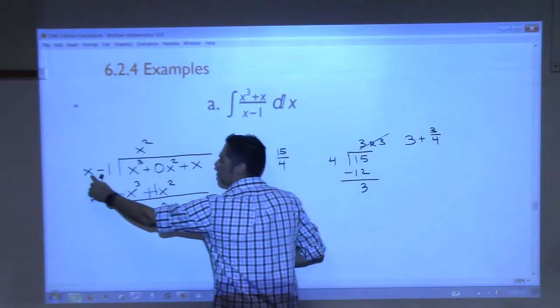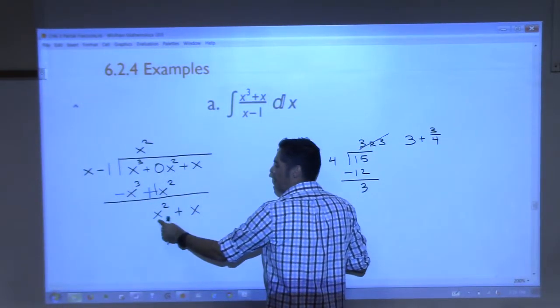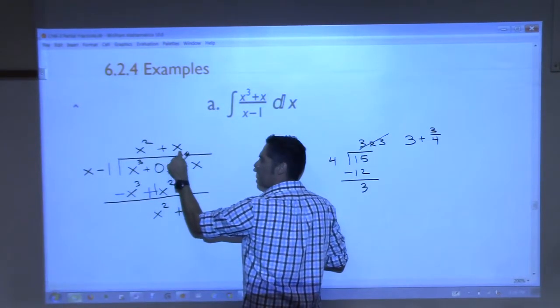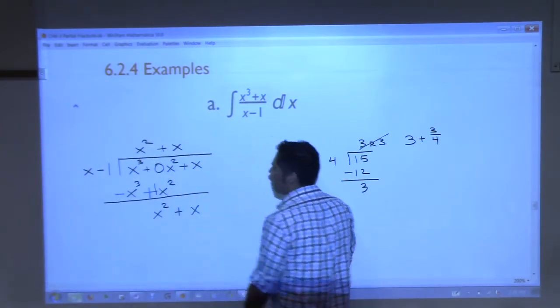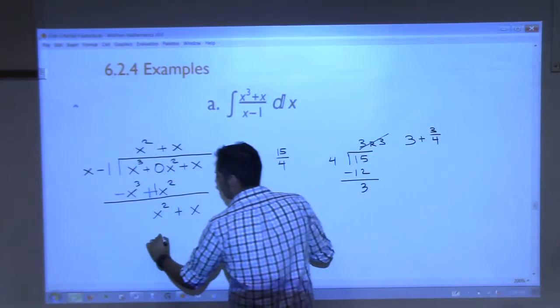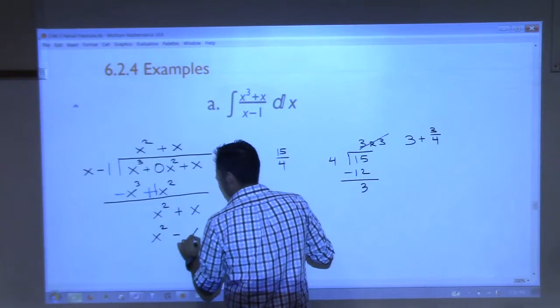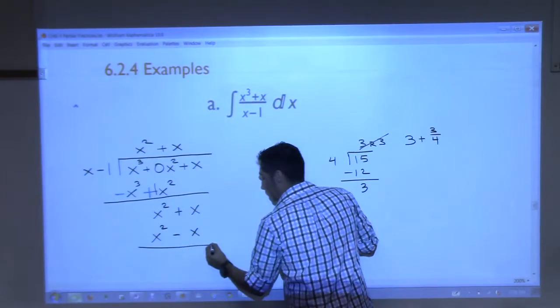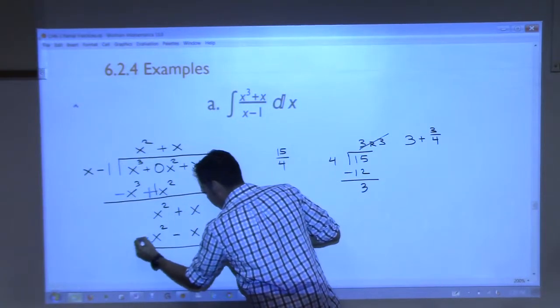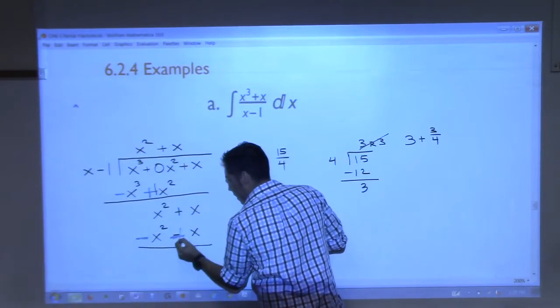What do you multiply x by to get x squared? X. So I put x here. And then we do the same thing. Just this x, times this, then x times that. So what do we get down there? X squared. So I put it under this. And then minus what? X. So I put it under that. Come through and don't forget this. Subtract. This becomes add.